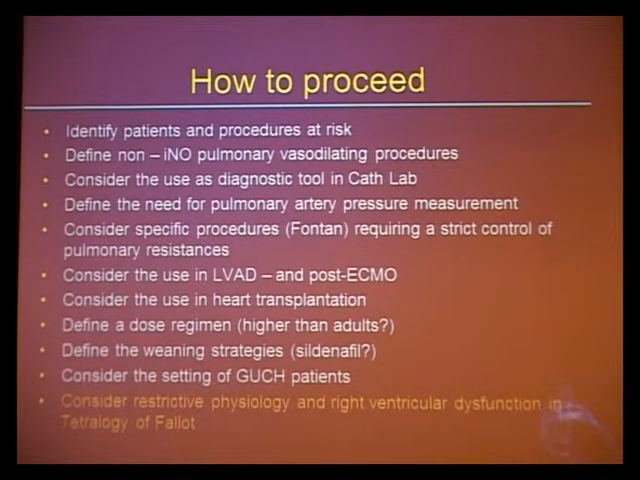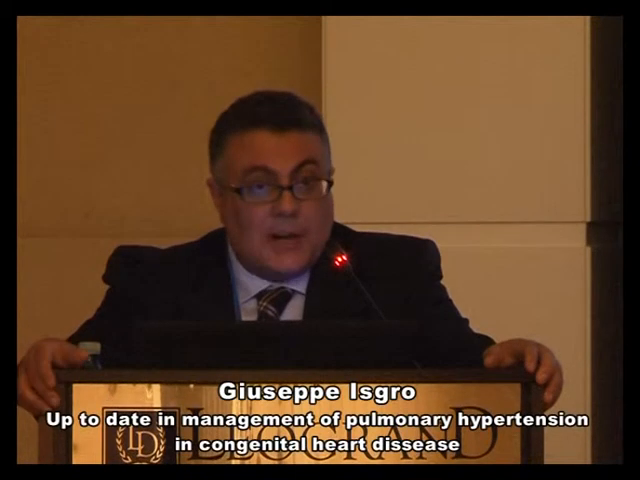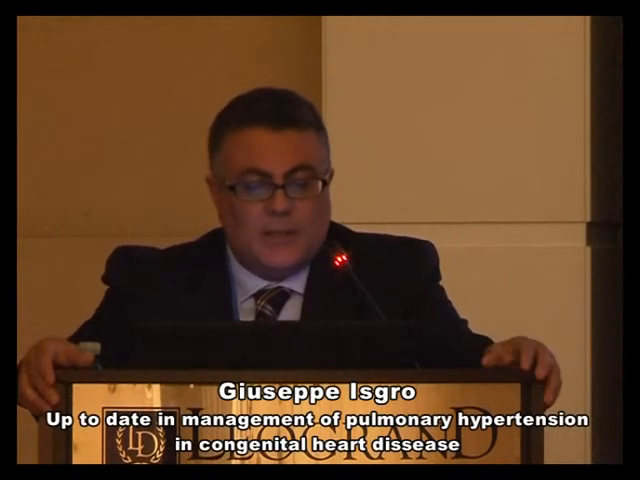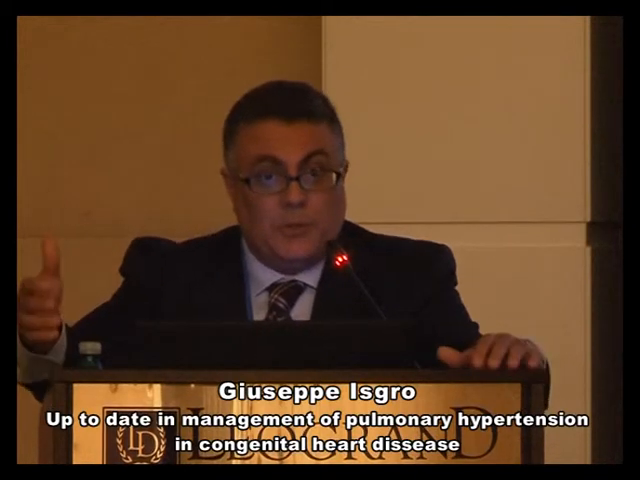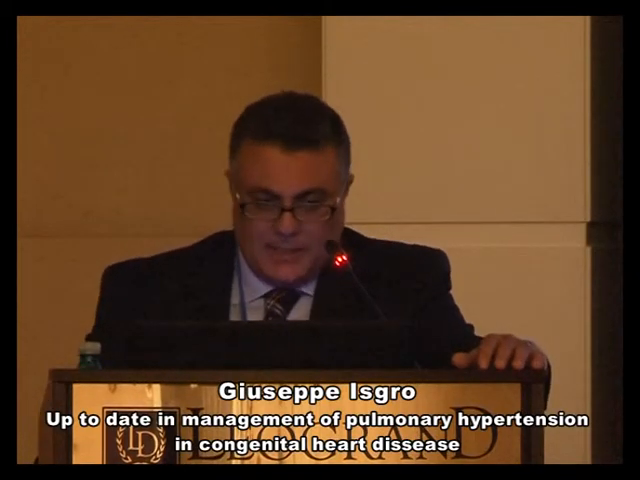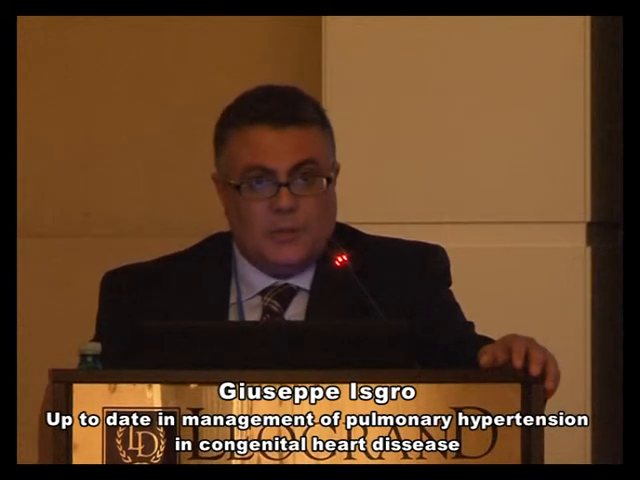Consider also the setting of off-label use: for example, nitric oxide in restrictive physiology and right ventricle dysfunction, for example, in tetralogy of Fallot. That is quite a nonsense, but sometimes we have to use it, with good results, helping the right ventricle.